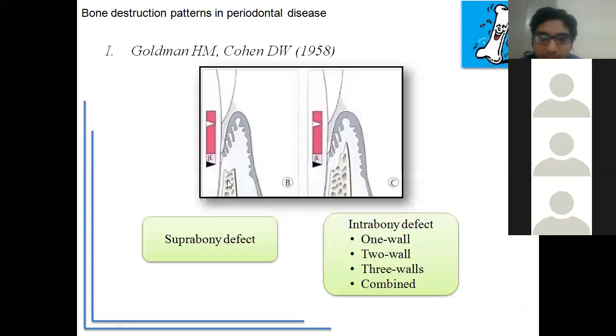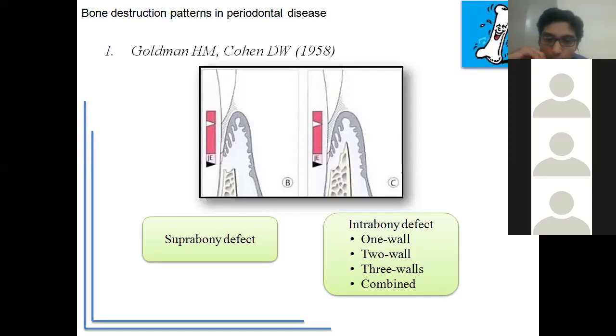Goldman and Cohen classified the bony defects into suprabony and intrabony defects. This is very important. These intrabony defects are again classified based on the number of osseous walls remaining. How? One wall defect, two wall defects, three wall defects, and combined defects.